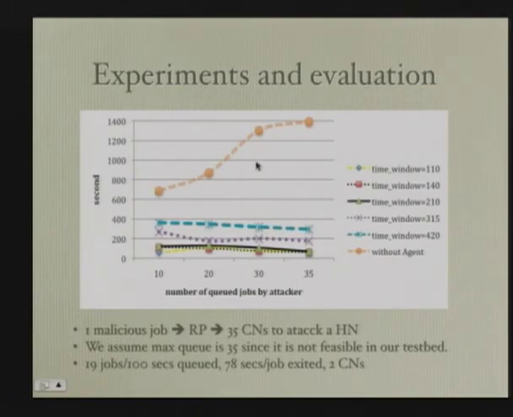So the first line denotes the wait time of the normal job when the time window is too large, or our system is not there. In this case, the wait time increases based on the portion of the filling of the queue. We assume the maximum queue is 35, since it is not feasible in our testbed. We also check that 19 jobs are queued for every 100 seconds, and it takes 78 seconds to exit the job.